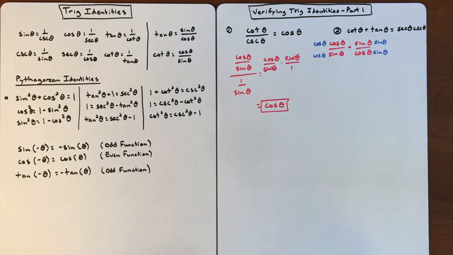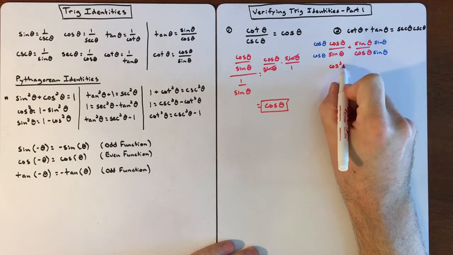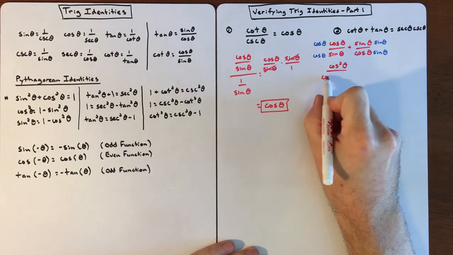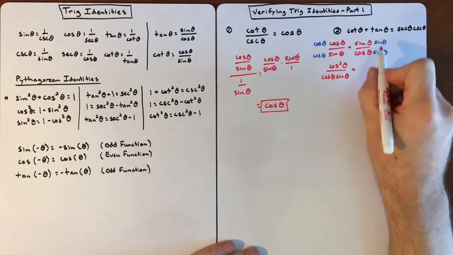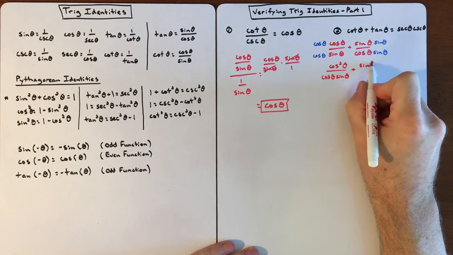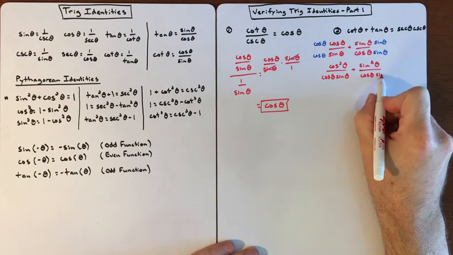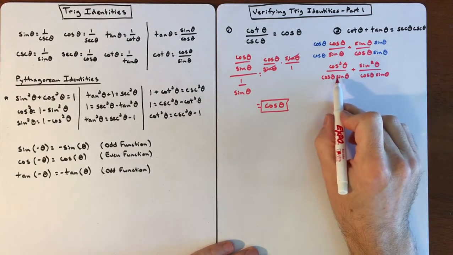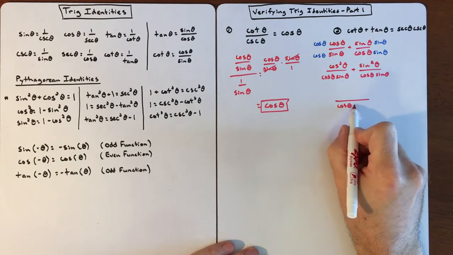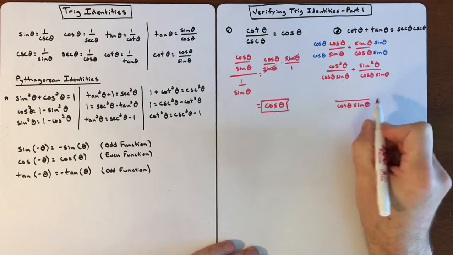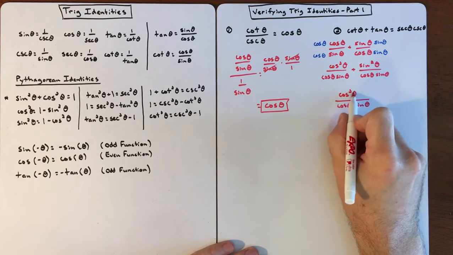Alright, so once we do that, we'll have cosine squared over our cosine sine, and then our other fraction is going to be sine squared over cosine sine. And then since we have common denominators, we are able to put the fractions together with our one common denominator. And this is cosine squared plus sine squared.